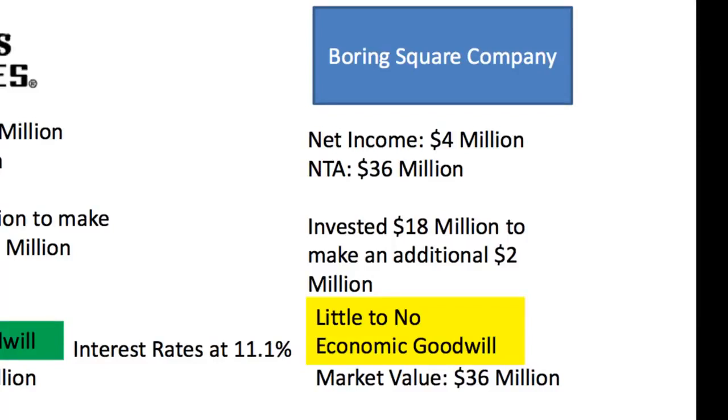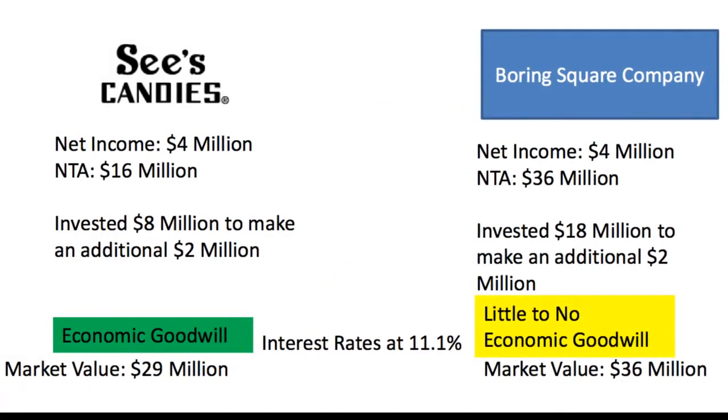So this is where it starts getting interesting, and I'm sure this can potentially get confusing at this point. So just stay with me, and I'm almost done here. The thing that you have to look at here is what impact does the market price have after all that fallout. After that inflation all occurred and all those adjustments are made, how does the market price look between these two companies? When we still use that 11.1% interest rate and we discount all that money back, we come up with a market valuation on See's of $29 million. We come up with a market valuation for Boring Square Company at $36 million.